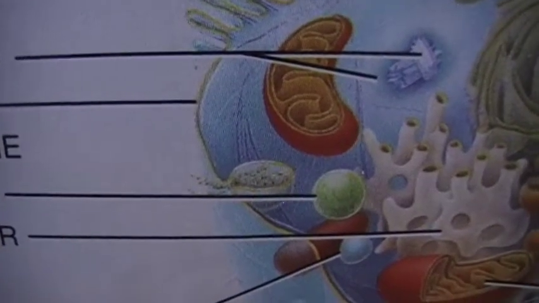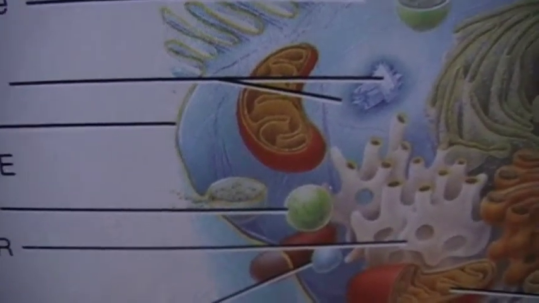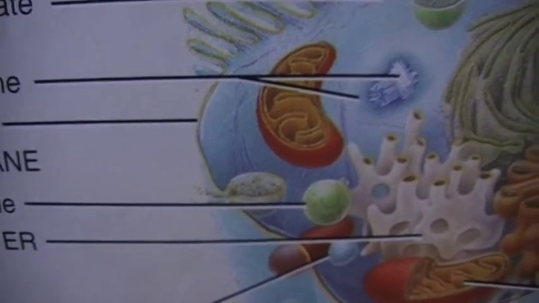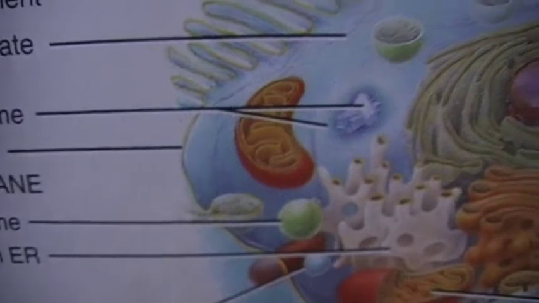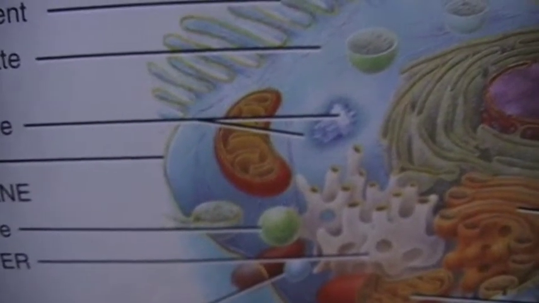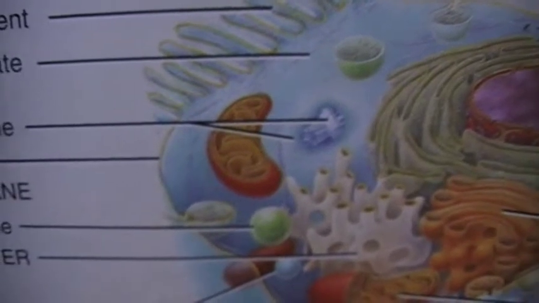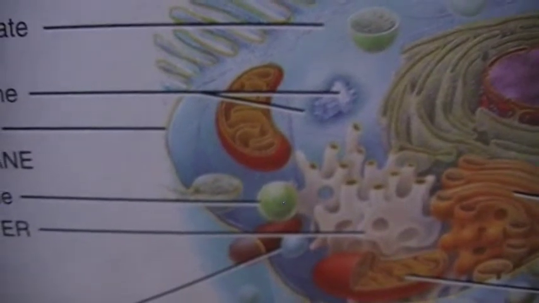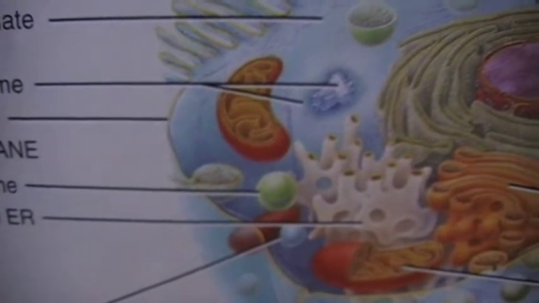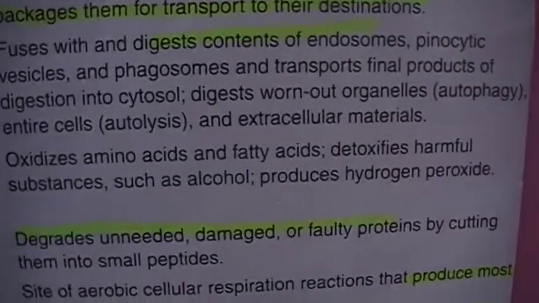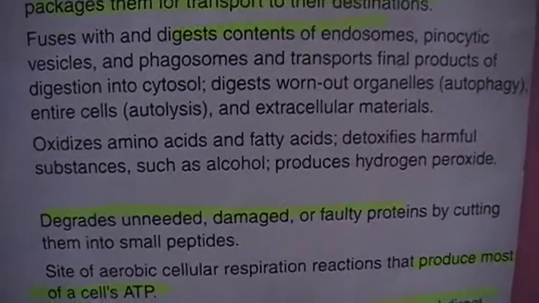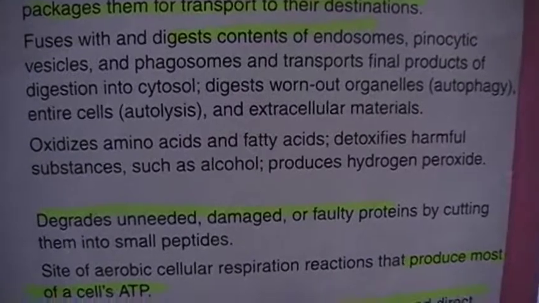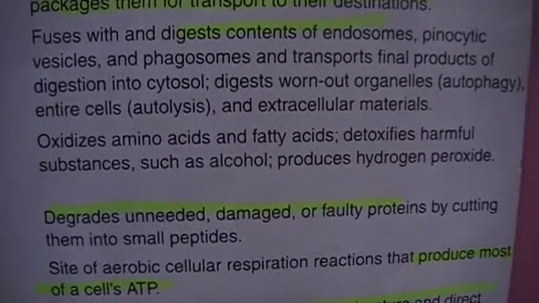What does the lysosome do? It digests the contents of endosomes and transports the final products of digestion into the cytosol. It also digests worn out organelles, which is called autophagy, and digests entire cells, which is called autolysis.